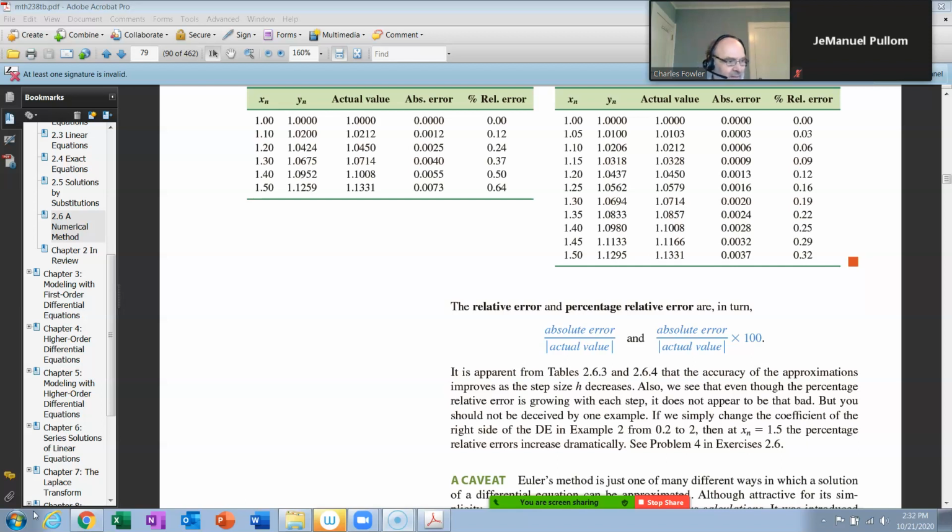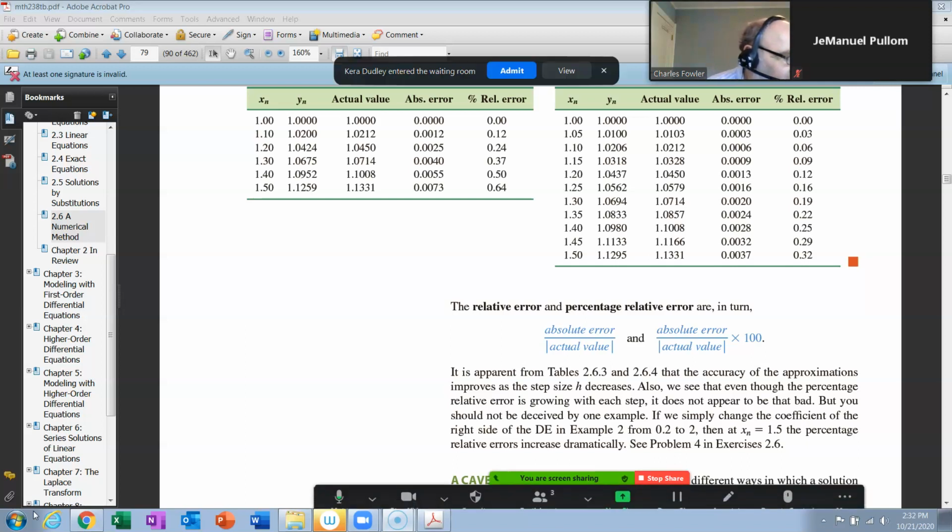Okay, where we are in Chapter 2, First Order Differential Equations.